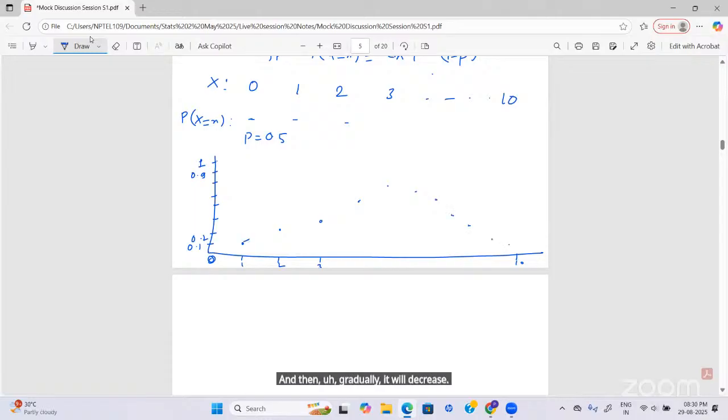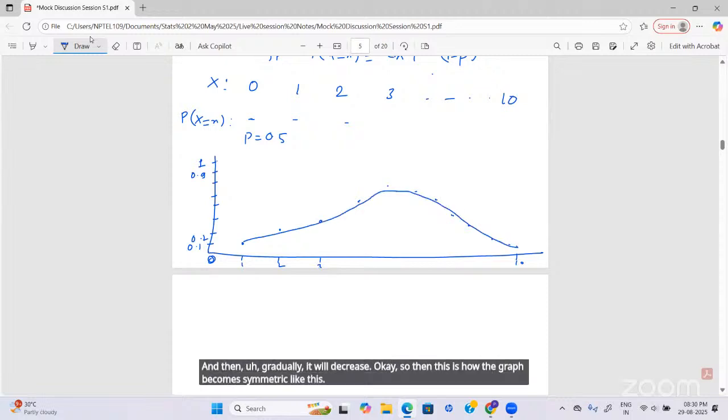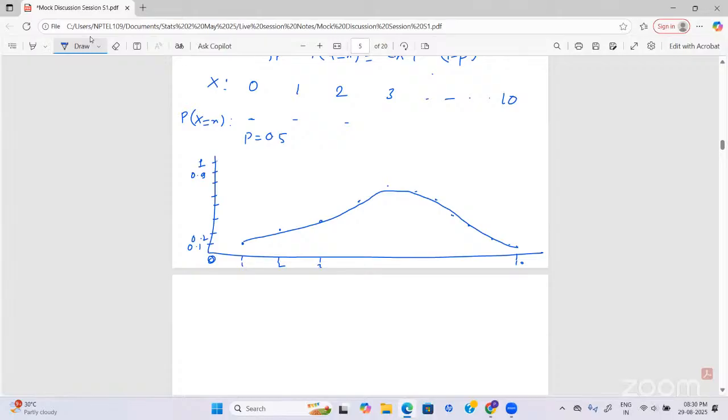Okay, so then this is how the graph becomes symmetric like this. Ma'am, is it for sure that we can say the probability of the value at 1 is the same as the value at 0 is the same as the value at 10? Will it work like that? Yes, it will be the same.